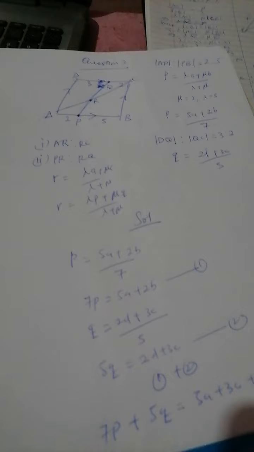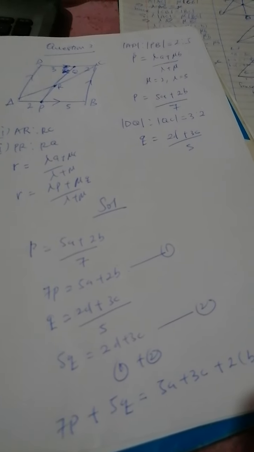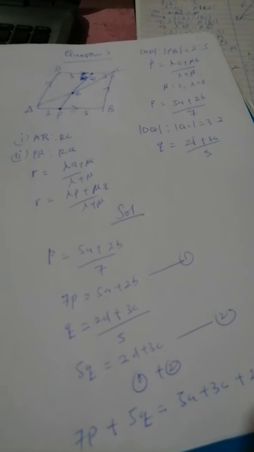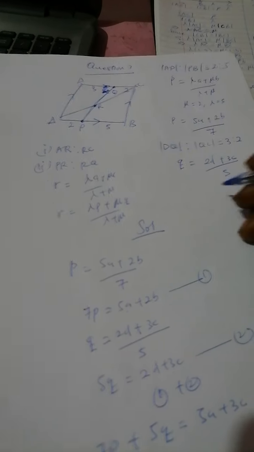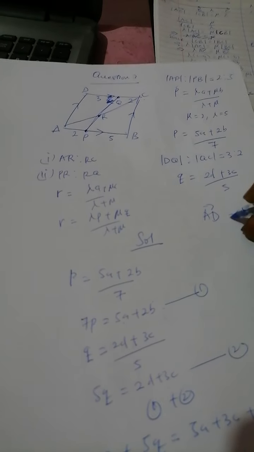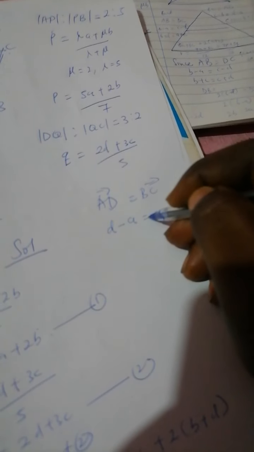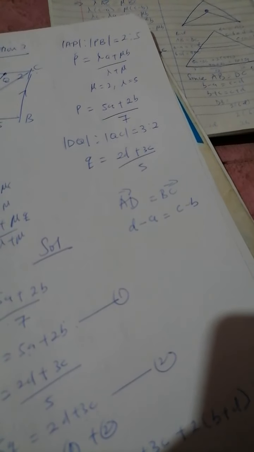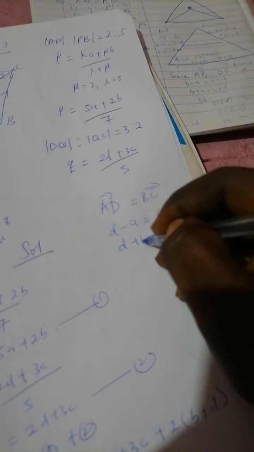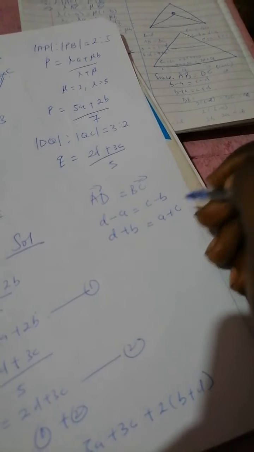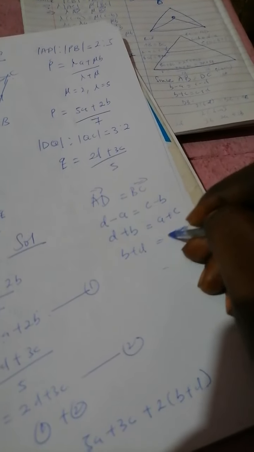Okay, now we're given an important key point. I told you that key points are always important. ABCD is a parallelogram, which means that the vector AD is equal to the vector BC. What does it mean to us? If you're using position vectors, it means that D minus A is equal to C minus B, right? Since we want to get rid of B and D, why don't you group like terms? So we have D plus B equal A plus C. So it means B plus D equal A plus C.